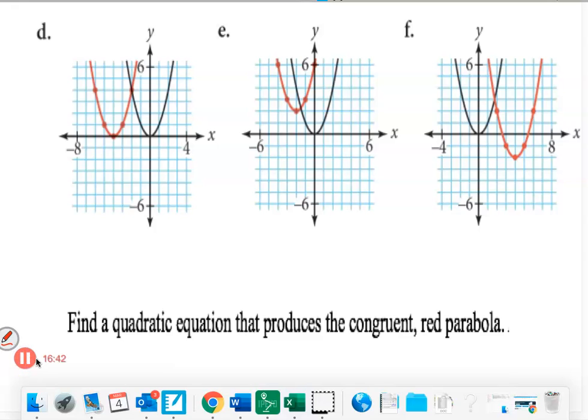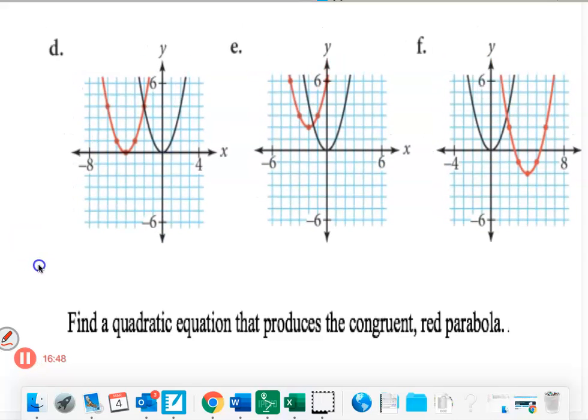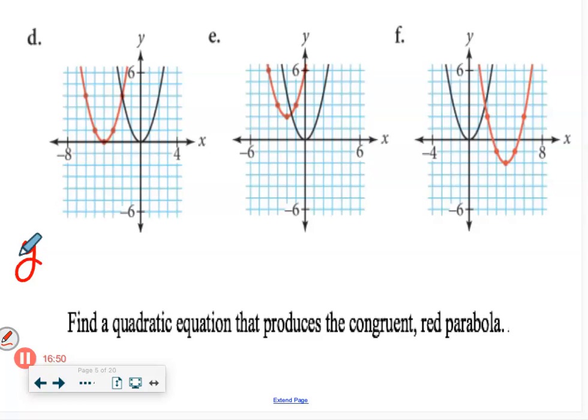For this first one, we are shifting in which direction? Left, right, up, or down? Left by how many places? 4 places. Which means, are we going to add or subtract to the X or the Y? We're going to add to the X to move it to the left.